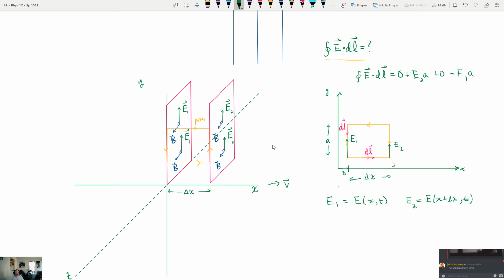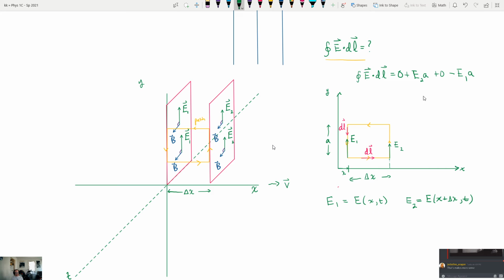Because the coordinate of this point right here is x plus delta x, right? So then the value of E2 is going to be the electric field, the function, evaluated at the point x plus delta x. And our goal here really is, what is this function going to be? We don't know what it is.